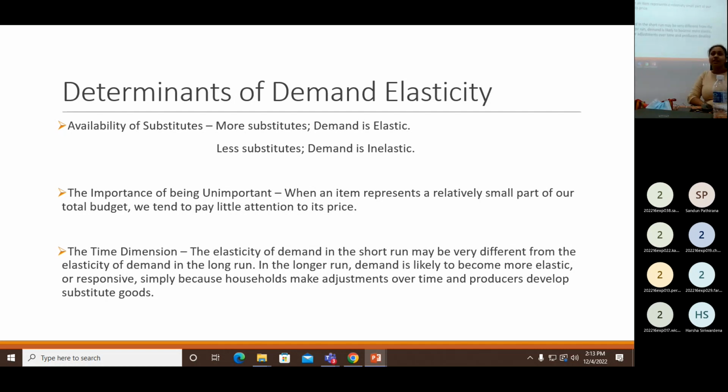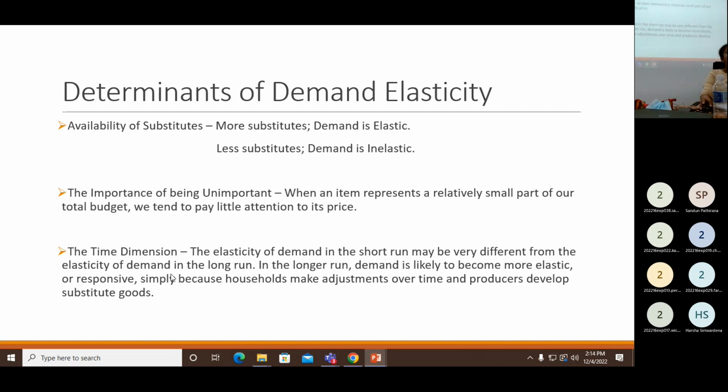So is inelastic demand beneficial for the seller or not? It's beneficial, because if your consumer is not responding much to your price changes, you can change your prices as you want and increase your revenue. So such unimportant products usually have an inelastic demand curve.